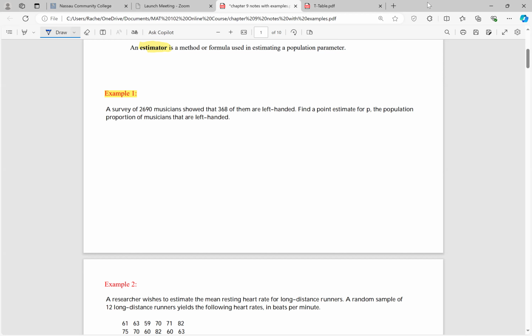But I don't know how many people are in the population. All I have is a survey. A survey is a sample. So we're working with a sample of 2,690 musicians, and 368 of this sample are left-handed. So we could say that X equals 368 of them are left-handed.